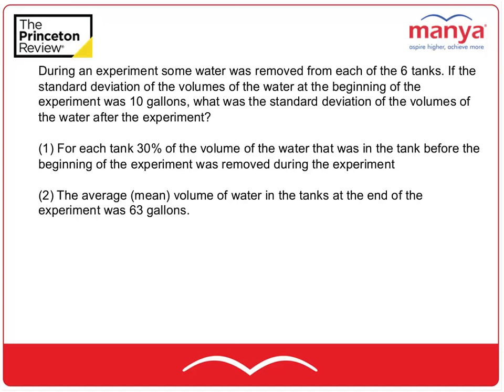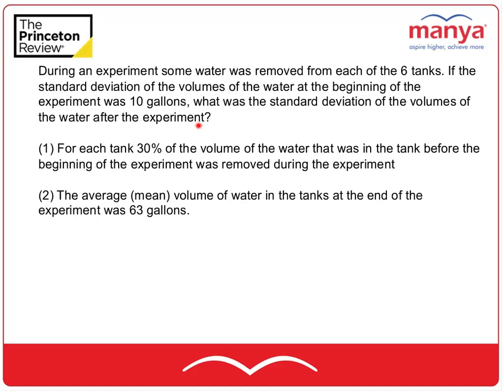During an experiment, some water was removed from each of the 6 tanks. If the standard deviation of the volumes of the water at the beginning of the experiment was 10 gallons, what was the standard deviation of the volumes of the water after the experiment? So we know there are 6 tanks and some water was removed, right? Before removing, the standard deviation was 10, right?